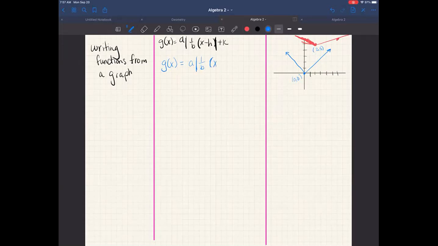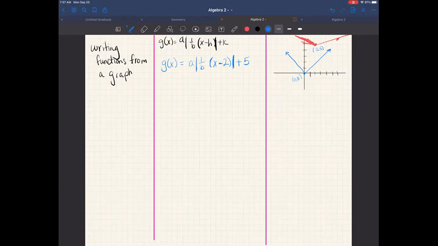x, what? x plus 2 or x minus 2? Minus 2. Remember when it's with the x, it's always the opposite. So if I'm moving right or left, I'm going to do the opposite. If I want to move to the right, I'm going to subtract. If I want to move to the left, I'm going to add. And then plus what number? 5. We moved up 5, so plus 5 at the end.